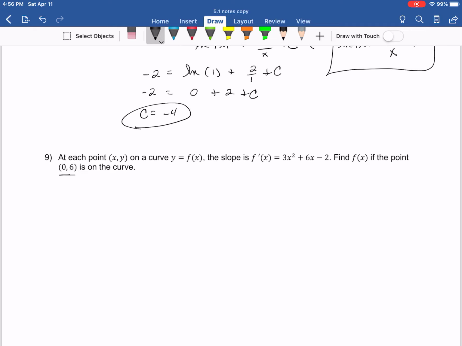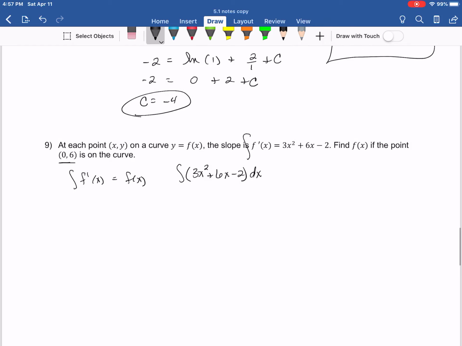So if we want to find f of x, that means we want to take the antiderivative of f prime, don't we? So the antiderivative of f prime of x is going to give you f of x, right? That's the idea. And so that means we want to take the antiderivative, or the integral, of 3x squared plus 6x minus 2 with respect to x, of course. And so piece by piece, we get the antiderivative to be 3x cubed over 3 plus 6x squared over 2 minus 2x plus c. There's that constant.